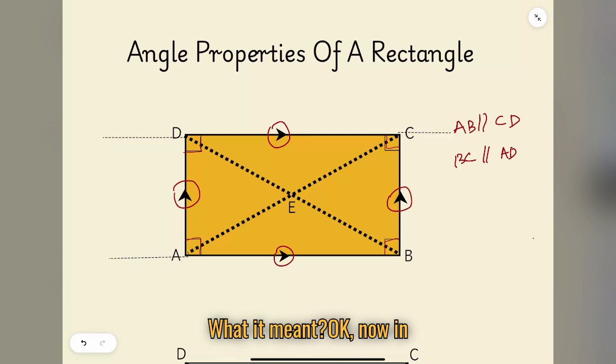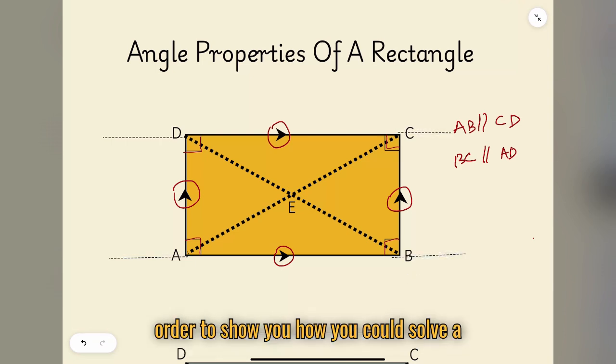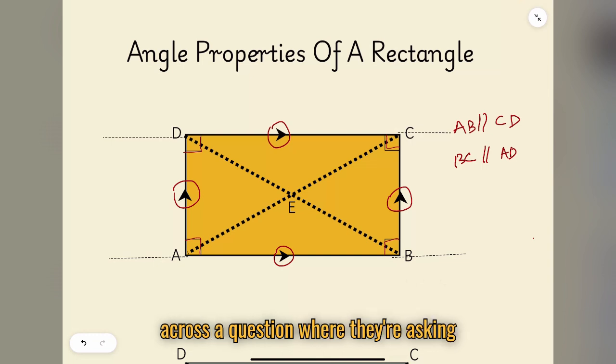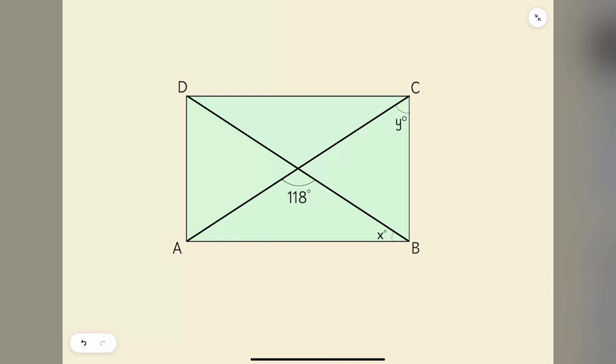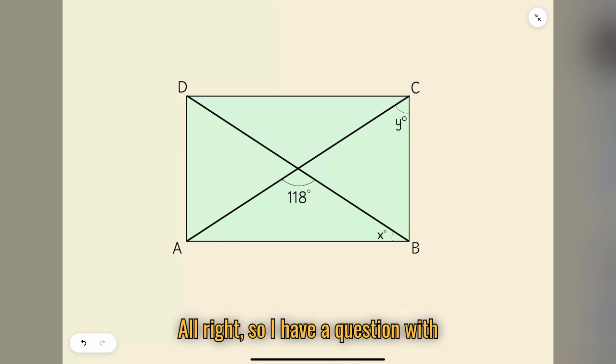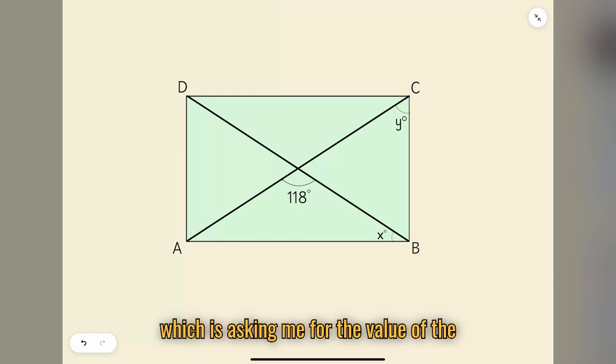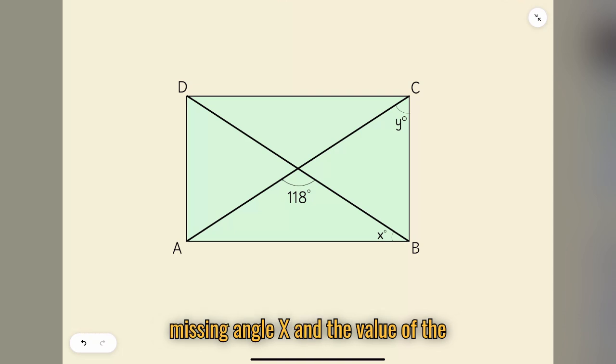Okay, now in order to show you how you could solve a similar question, if you come across a question where they're asking you for angle properties of a rectangle or the missing angles, let's just look at a question which is really easy. So I have a question which is asking me for the value of the missing angle x and the value of the missing angle y. How would I solve this?